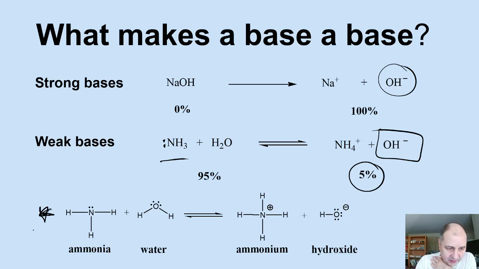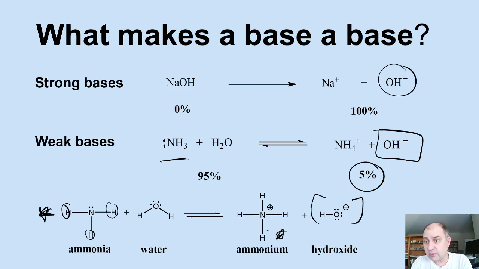You can react any kind of nitrogen that has 3 groups on it. So these can also be replaced with alkyl groups, meaning some sort of carbon groups, and they will be bases. So any nitrogen with 3 groups attached will act as a weak base. And so you go from ammonia and water, you produce hydroxide and the ammonium ion, which we will talk about in great detail. So those are the bases.